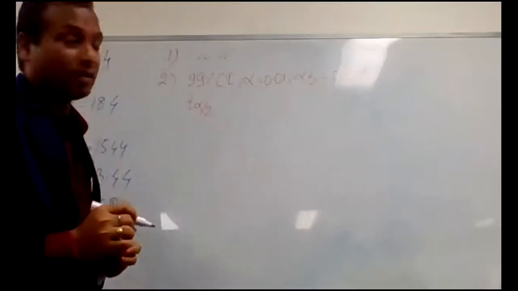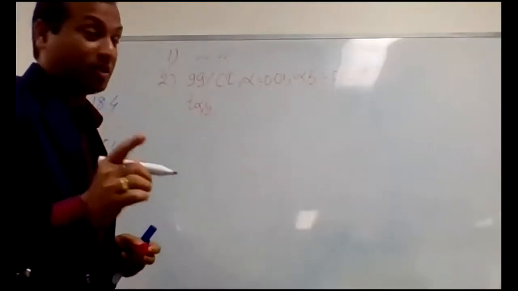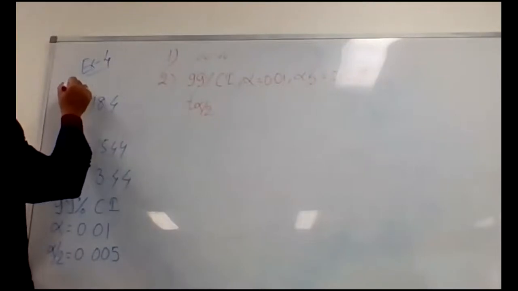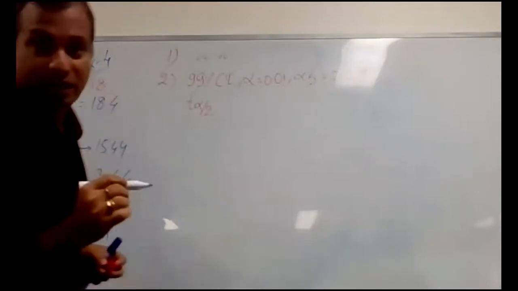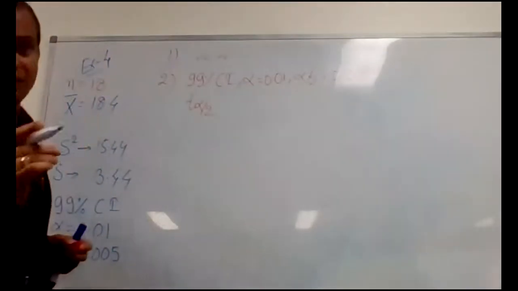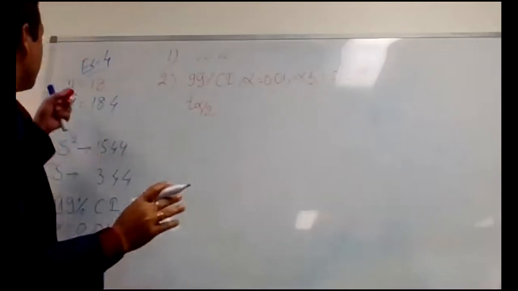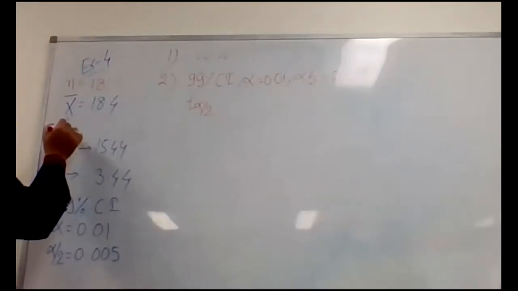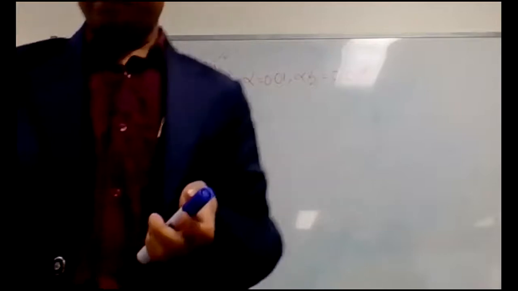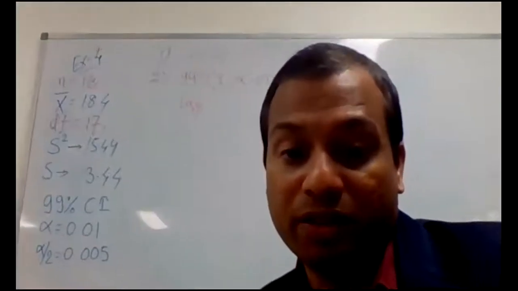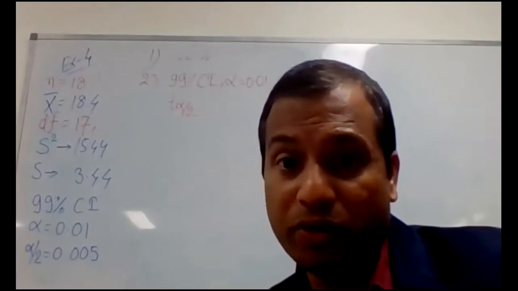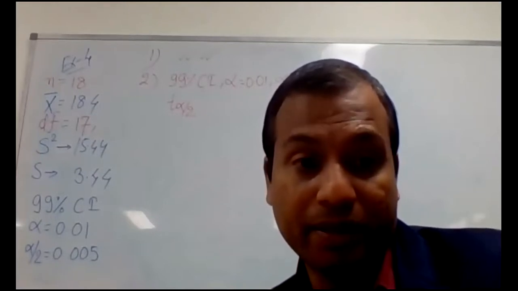Find out this value. For the degree of freedom, how much? Who will tell the degree of freedom in this case? N is given, 18. A random sample of size 18. So N value is given 18. What is the degree of freedom? DF? 17. Exactly. Find out the T star value. Do it on your own. This step is important. Finding the T star value.